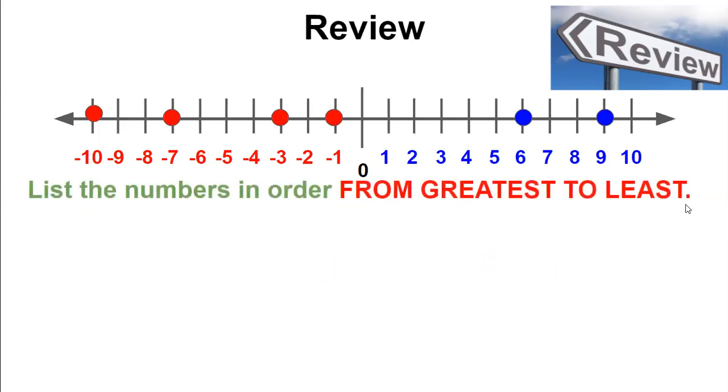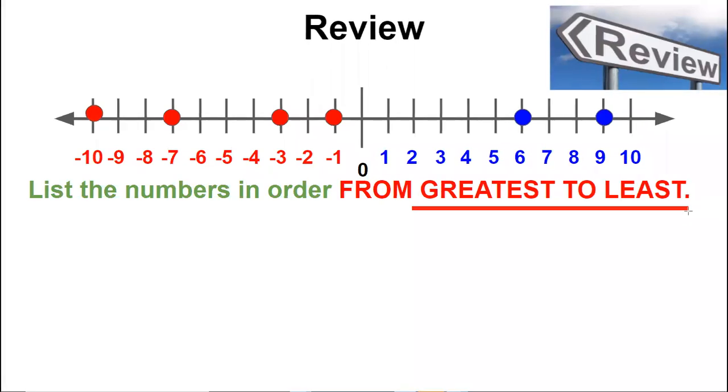What are we going to ask you to do? List the numbers in order from greatest to least. Greatest to least. So biggest first. Which way are the biggest numbers? The biggest number is going to be farthest to the right. Excellent. Very good. Farthest to the right. Smallest numbers are going to be farthest to the left. Excellent.